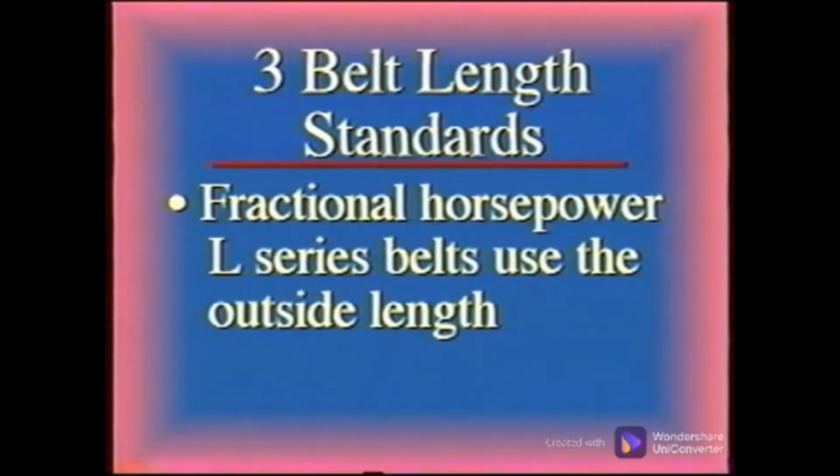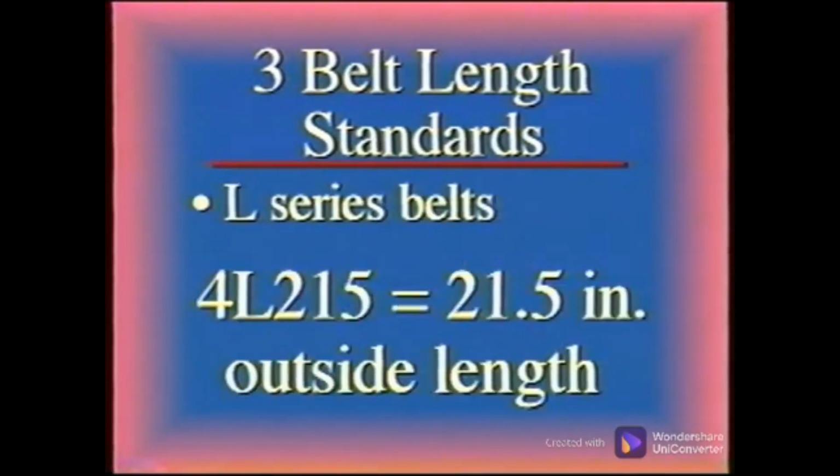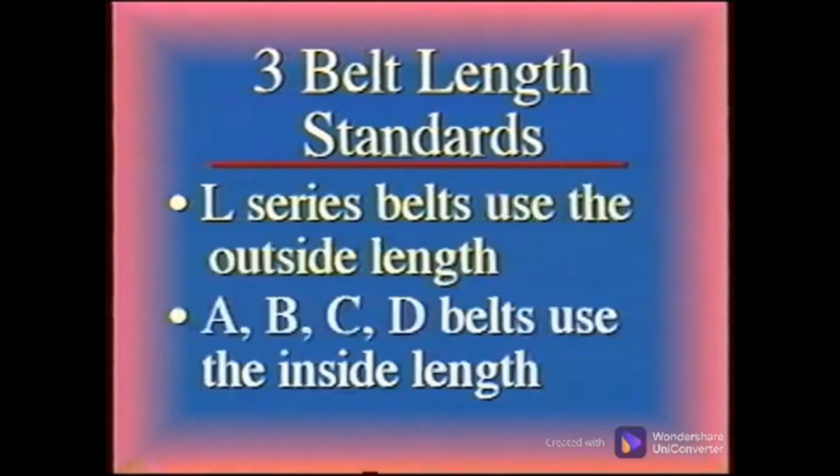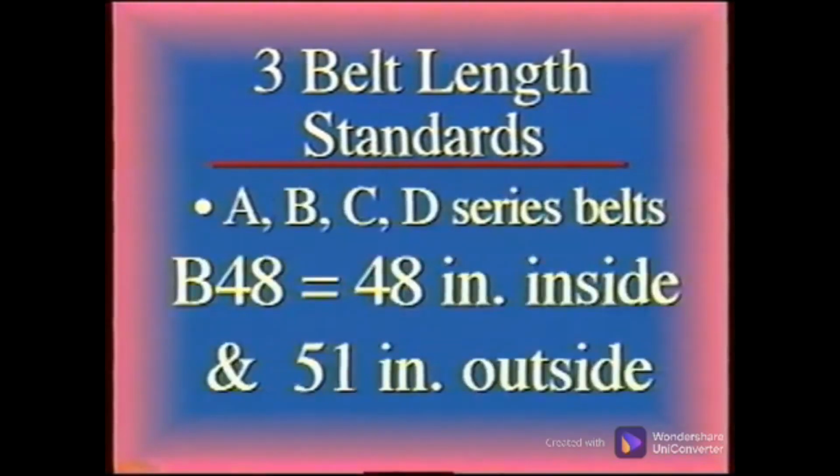Fractional horsepower L-series belts use the length of the outside as their numbering system. For example, a 4L215 belt is 21.5 inches long around the outside measurement. The A, B, C, D series belts use the inside length as the numbering system. For example, a B48 belt is 48 inches along the inside length. It will be 51 inches along the outside.